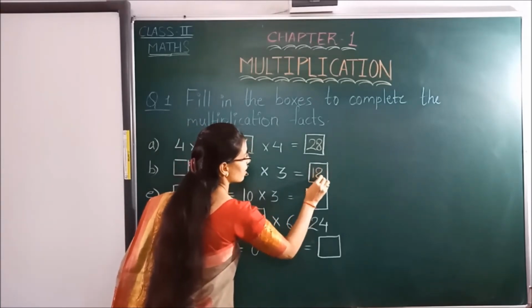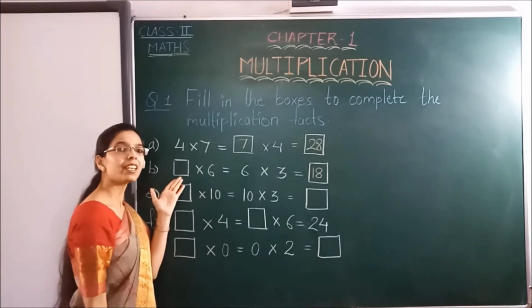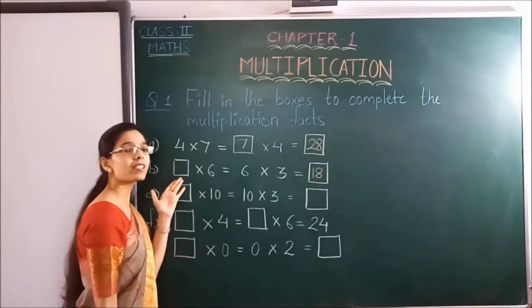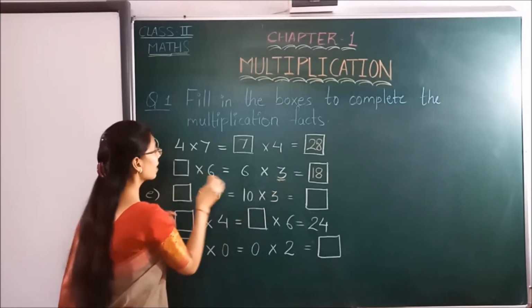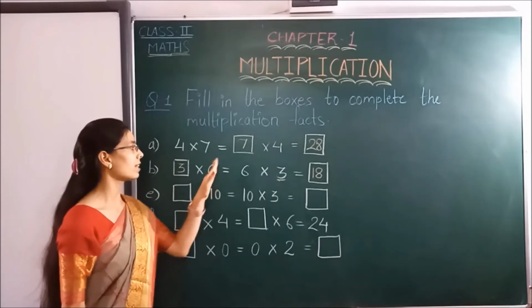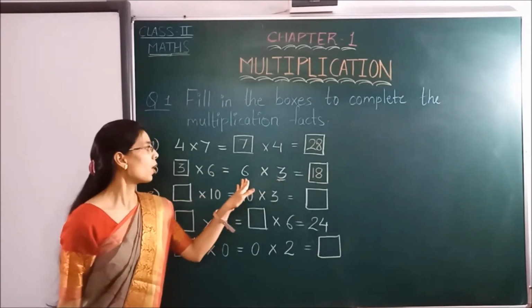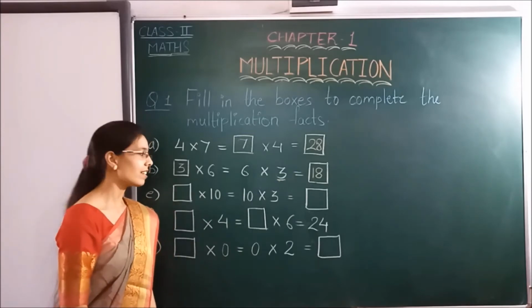can write here 18. Okay, but which number is missing here? Here only order is changed. So 6 is already given. Which number is missing here? We will write 3. 3 multiplied by 6 is 18, or 6 multiplied by 3 is also 18.